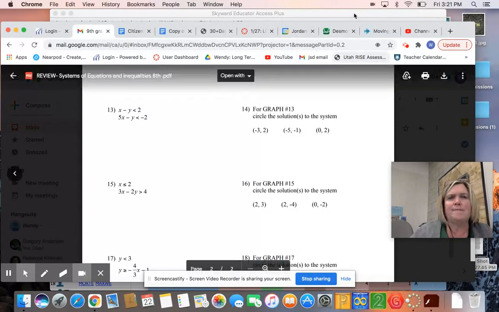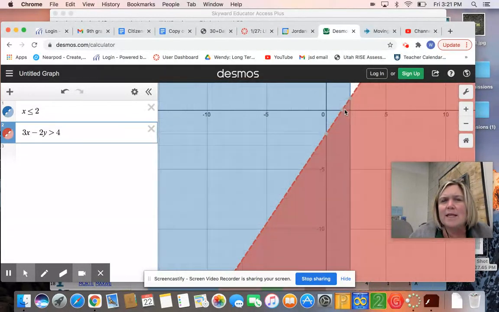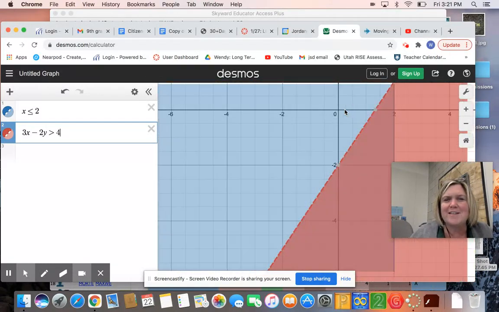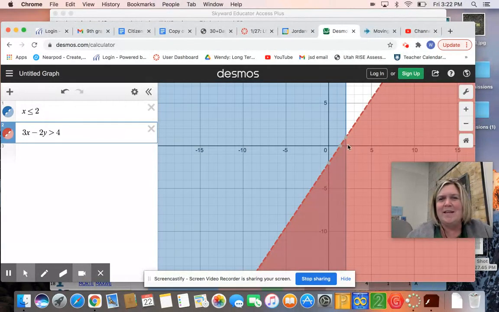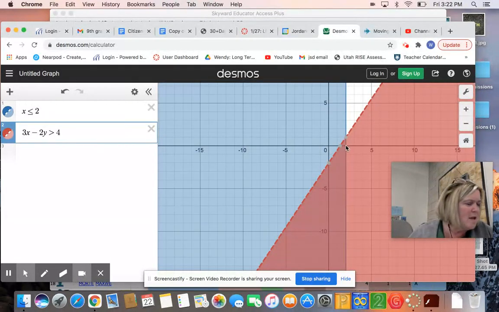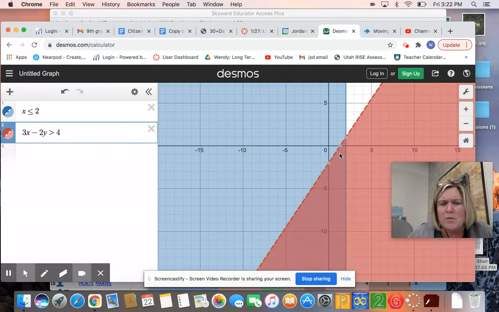Okay, let's check out first 2 and 3. Oh my goodness, sorry about that. Let me move it down. There we go. Okay, so 2 and 3. Wait. Did I put those in right? x is less than 2, 3x minus 2y is greater than 4. Okay, so we should have 2 and 3.